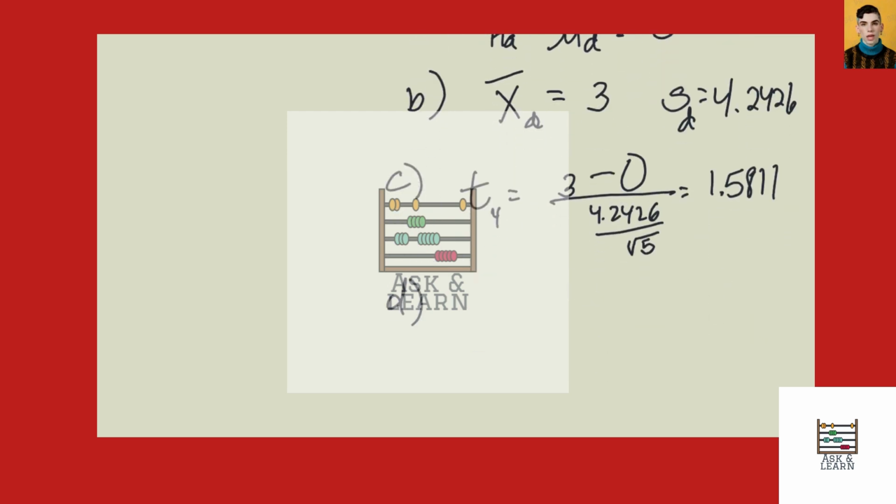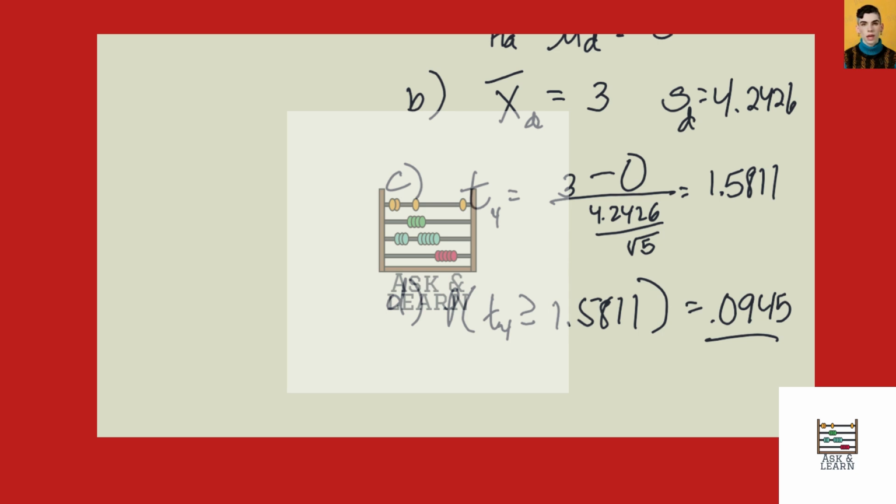Now on part D, you want to use the p-value approach. So we want to find for this right tail test the likelihood of having this test statistic if the true mean is 0. And that p-value is 0.0945.